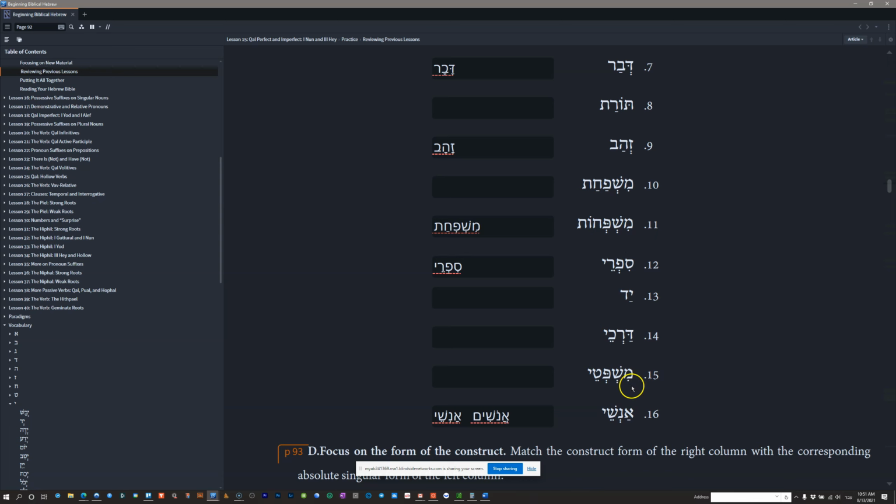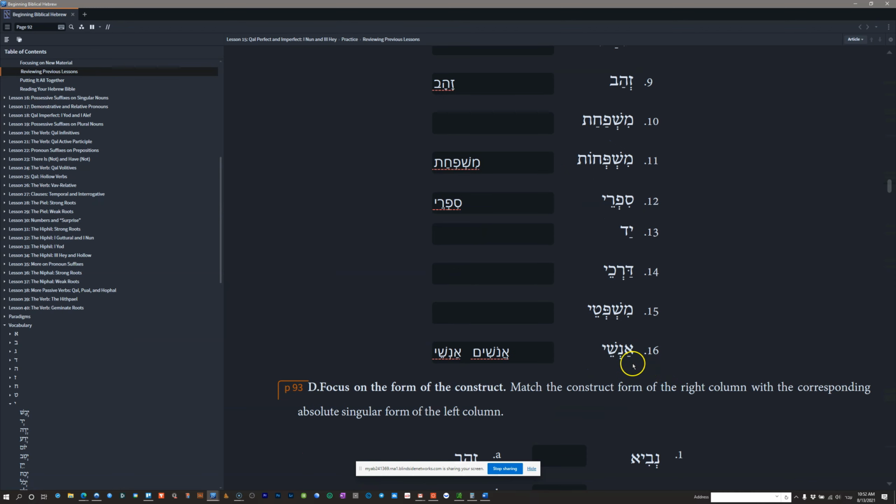Number 15, we have mishpetei, tsere yod again, masculine plural construct. If this were absolute, not only would it be tim instead of tei, hirik yod mem, but this pei again would lengthen to a kametz. It would be open pretonic, and so we would have mishpatim. And then number 16, we have onshei.